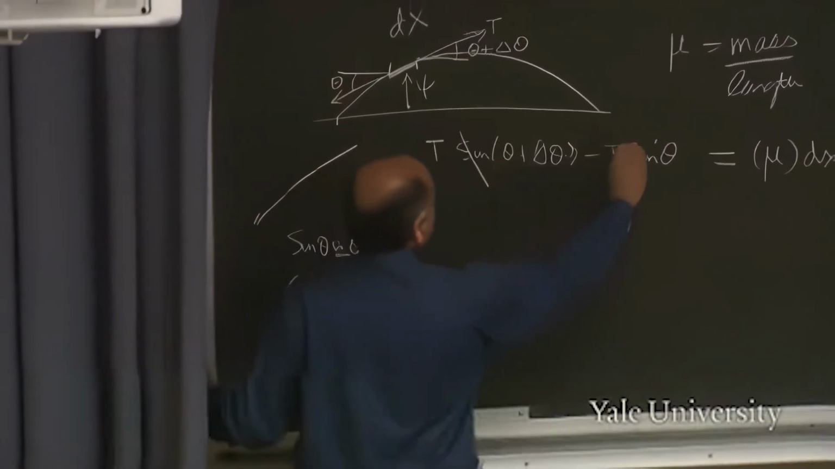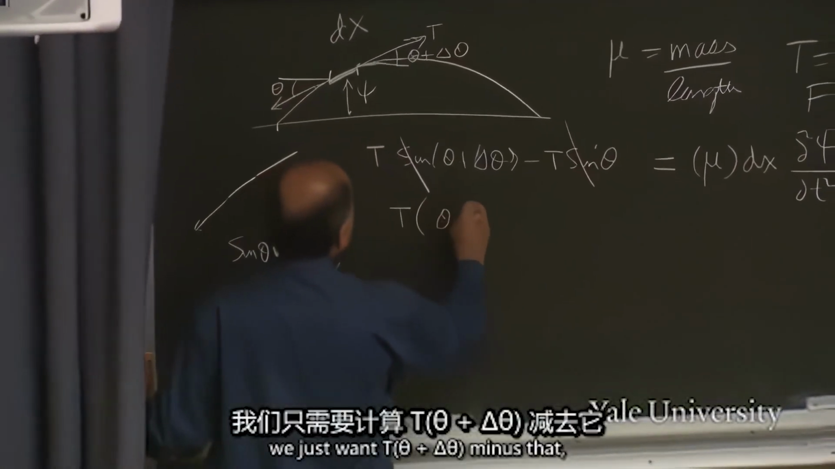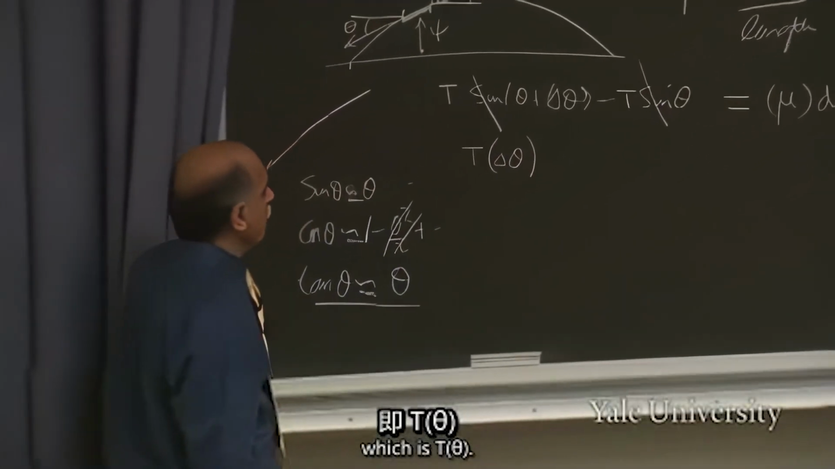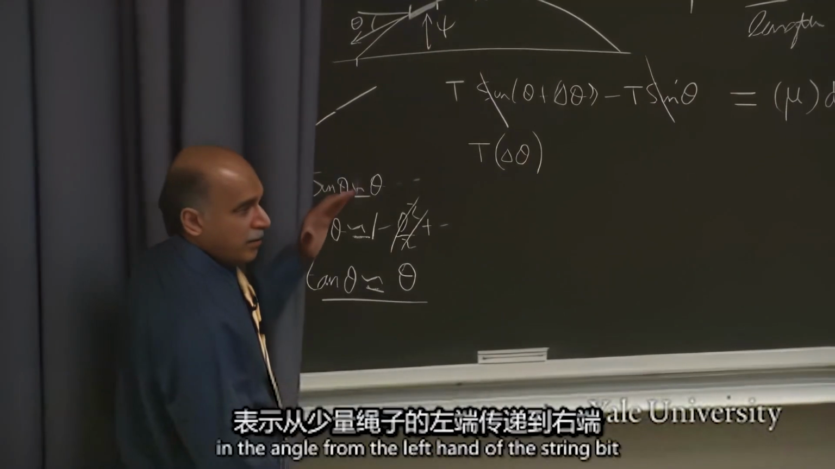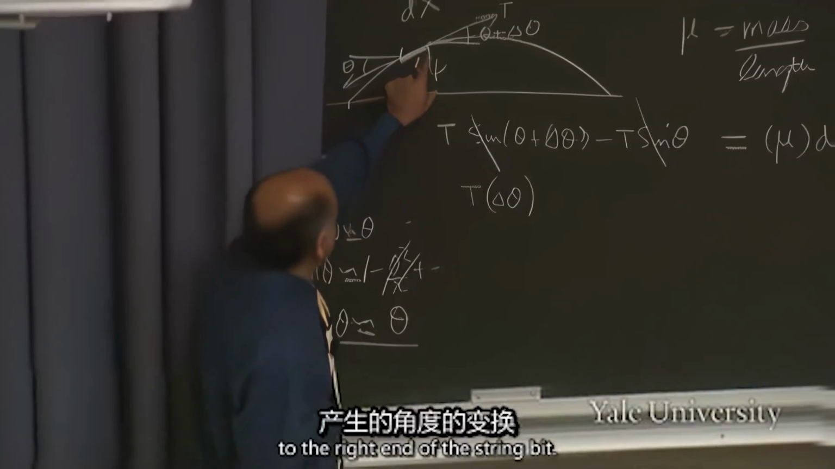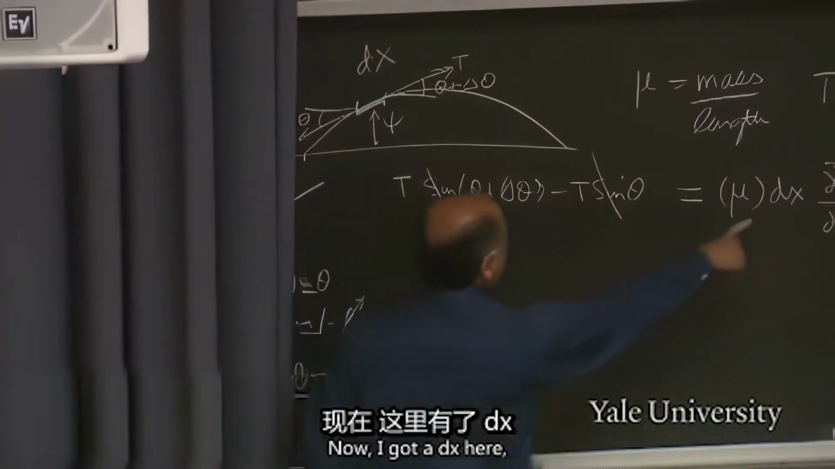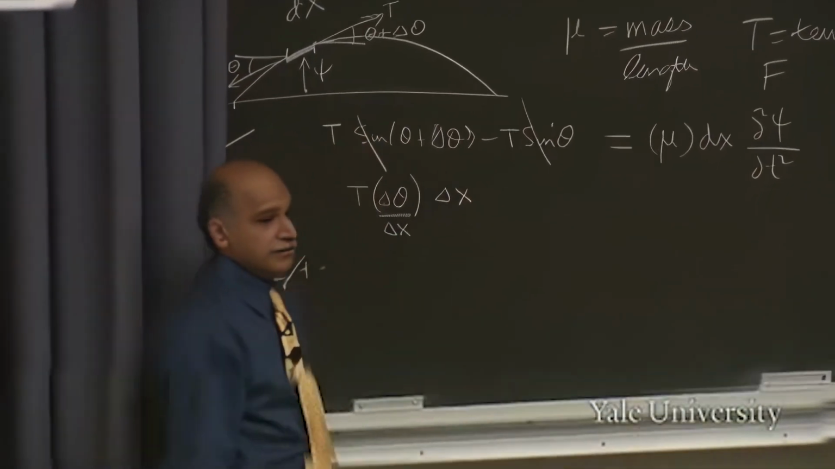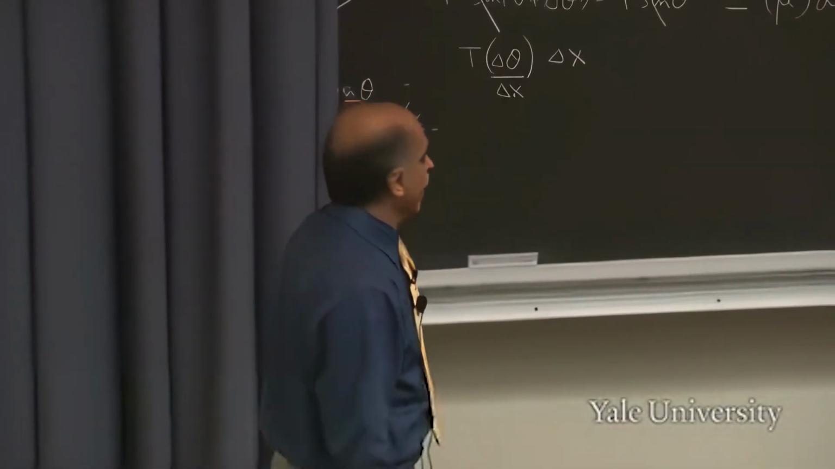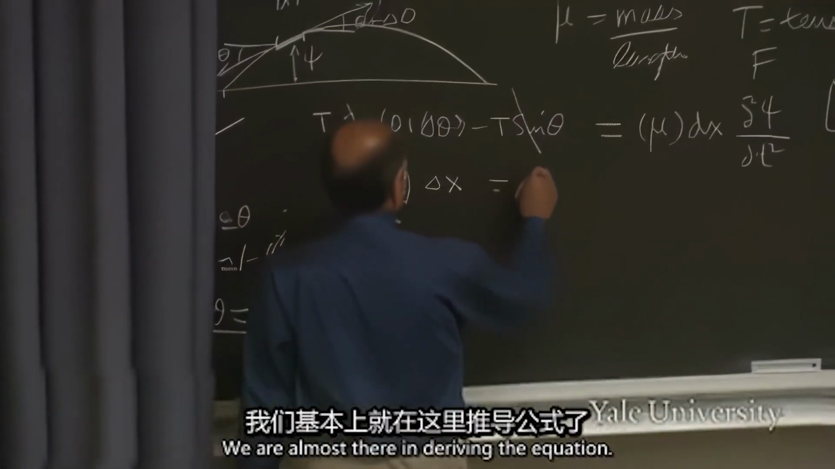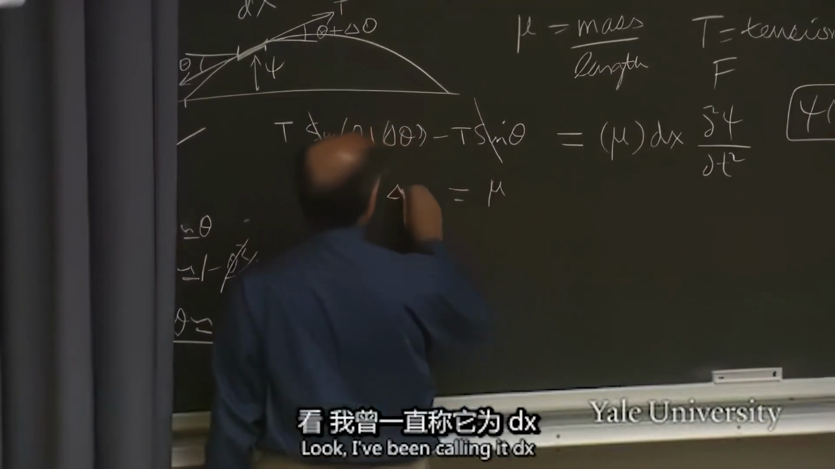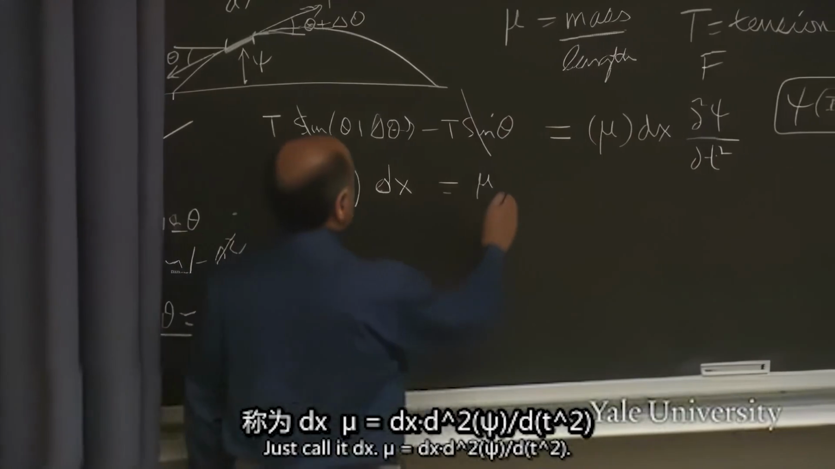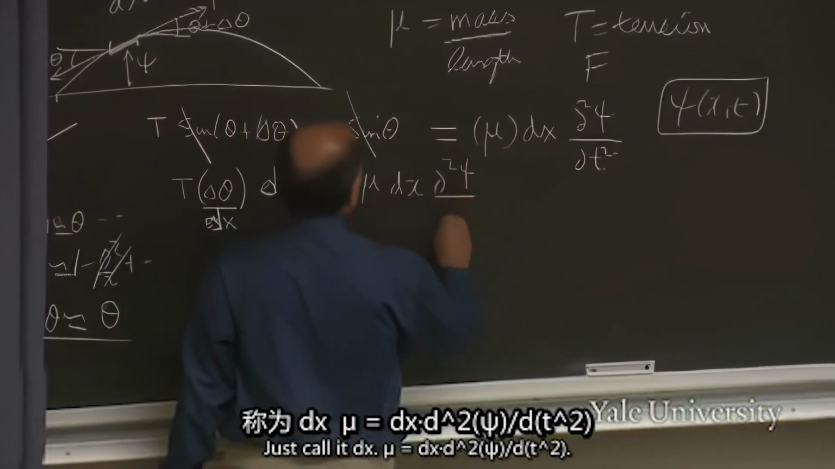So first nice break, we don't have to work with sine. We just want T of theta plus delta theta minus that, which is delta theta. Delta theta is a change in the angle from the left end of the string bit to the right end of the string bit. Now I got a dx here, so what I'm going to do is divide by a dx and multiply it by a dx. We are almost there in deriving the equation. Look, I've been calling it dx and delta x, so pardon that. Just call it dx. Mu dx d2 psi over dt squared.